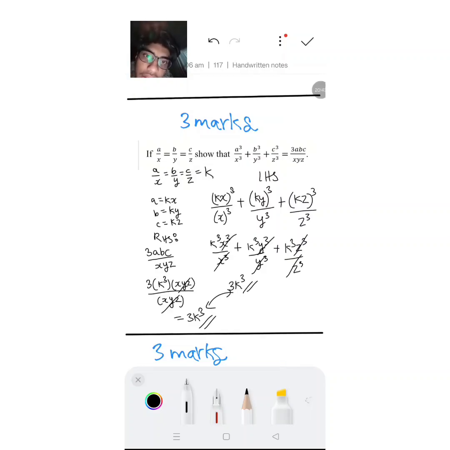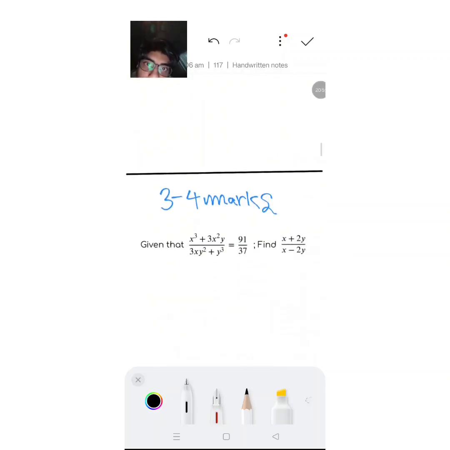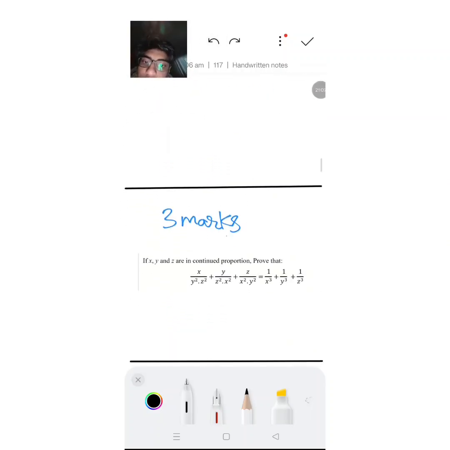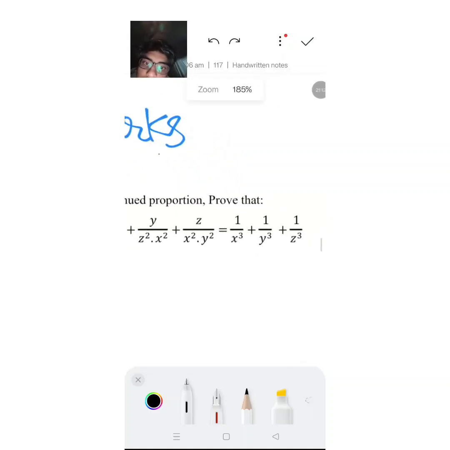That's my advice. In cases like this, use the k method. But for continued proportion, my advice is just to cross multiply, because that works. Okay, let's do one more proof. We'll do the numerical type questions at the end. For instance, you take this one, x, y, and z, and then you need to prove this.